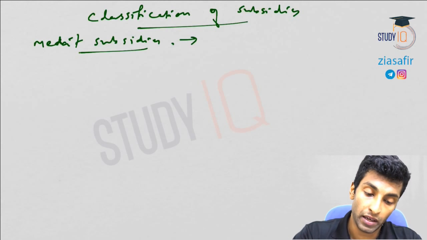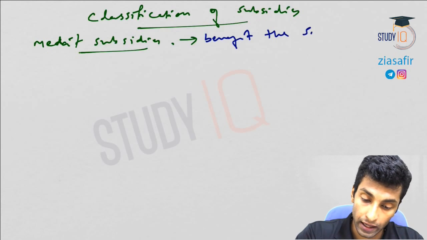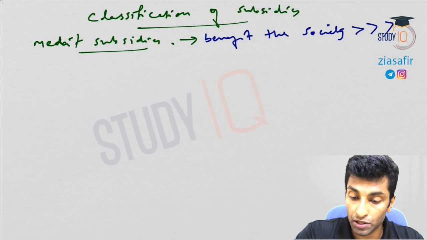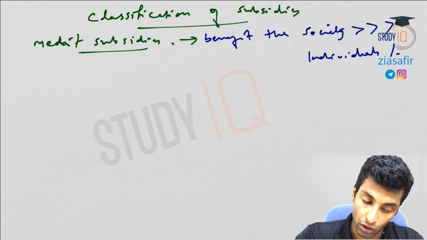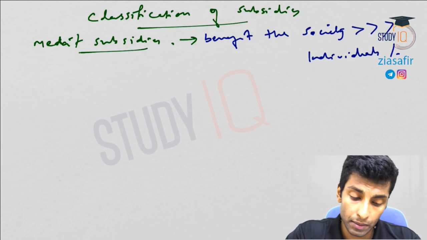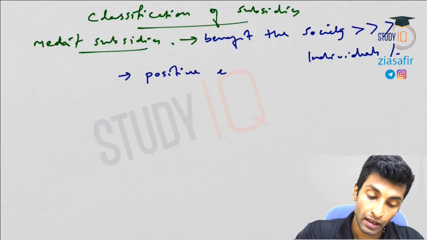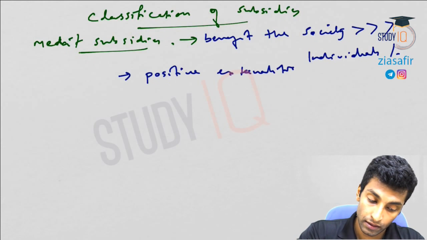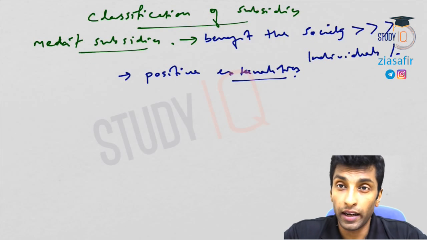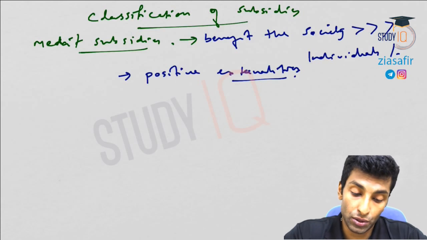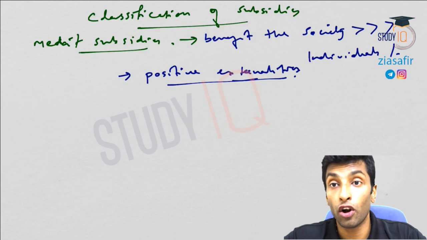So I'll be writing here, these subsidies benefit the society much more than they benefit individuals or groups. That means these subsidies have significant positive externalities. Positive externalities mean that even though the subsidy is given for one thing, there may be a lot of other benefits also.